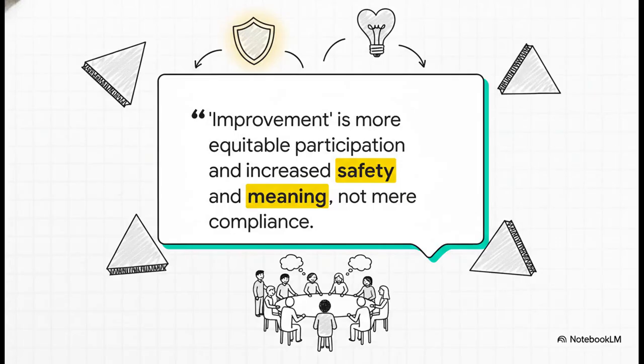And here is the answer. This is the heart of the whole framework. It's the triangulation decision rule. Real, true improvement only happens when two things are true at the same time. One, your data shows that participation has become more equitable. And two, the people in the room actually tell you that they feel safer and that the discussion is more meaningful.